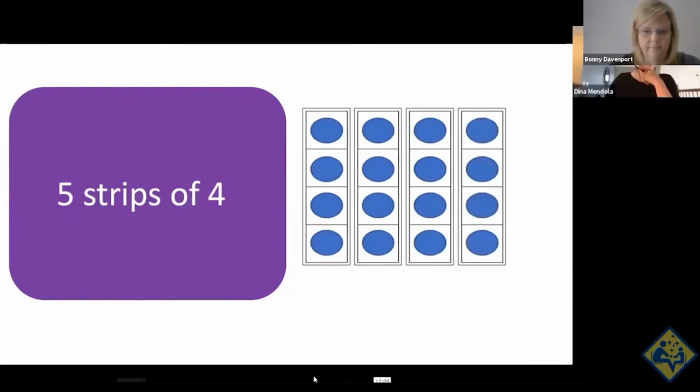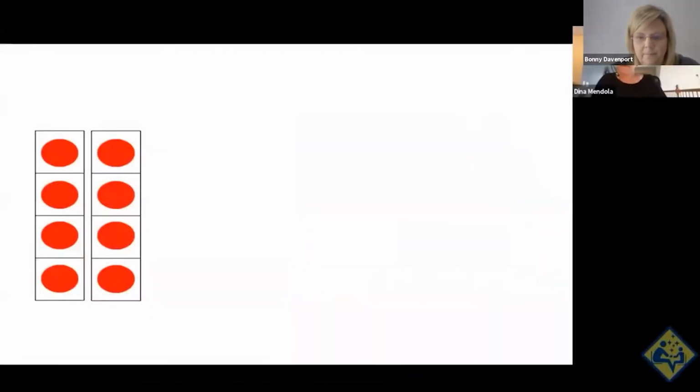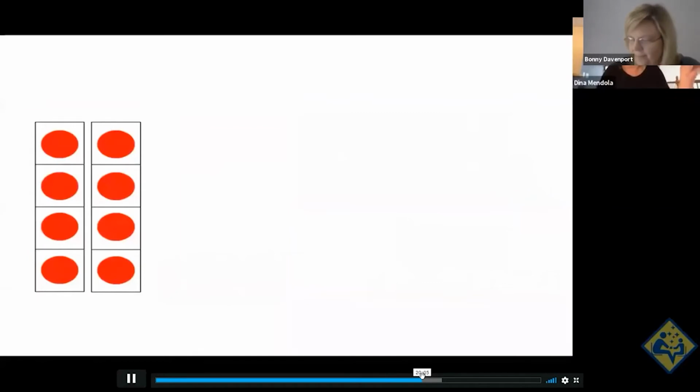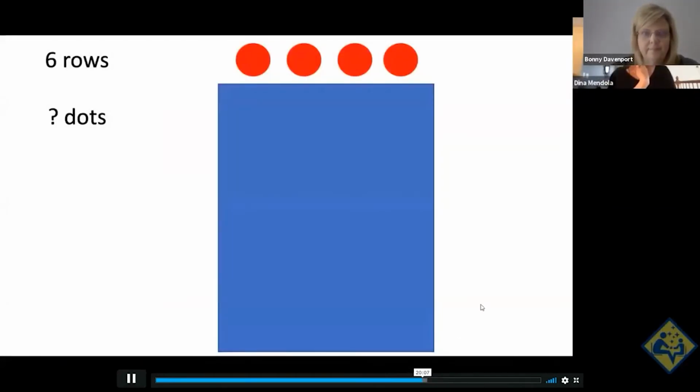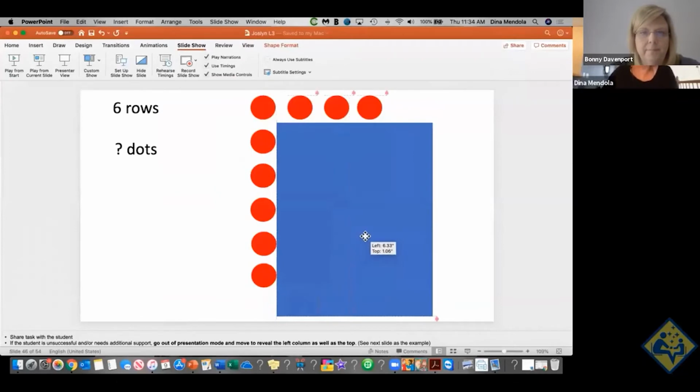I understand. What if I have 5 strips of 4 under the screen this time, and then 4 strips of 4 I'm going to add in? So when you add 4 strips of 4. Okay, so how many strips of 4 do we have there? Hold on here just a second. So I have 6 rows of these 4 dots. How many dots? 20. All right, what if I just move my screen like that? Is that a way that you can check then?